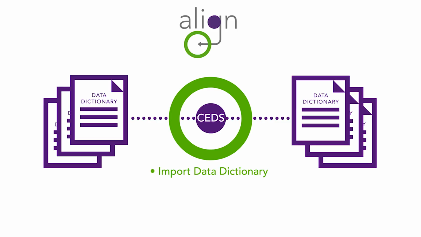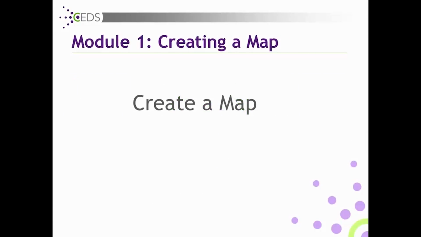Users can import one or more data dictionaries, aligned to CEDS, and then compare their dictionaries with those made by others. Create Map, Topic 1. This section will explain how to create a map in the Align tool. To create a map in Align, you must have a CEDS user account. To learn how to create a CEDS user account, view the Getting Started with the Tools tutorial.